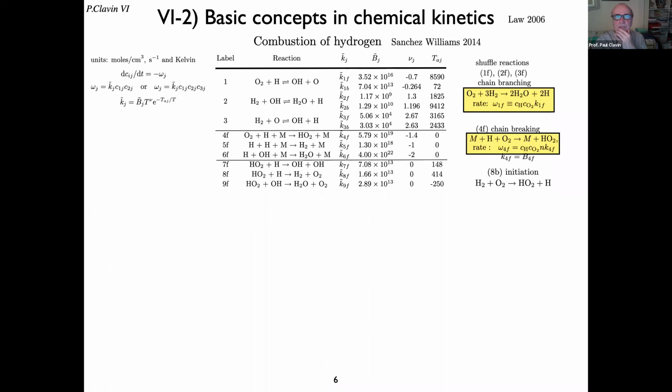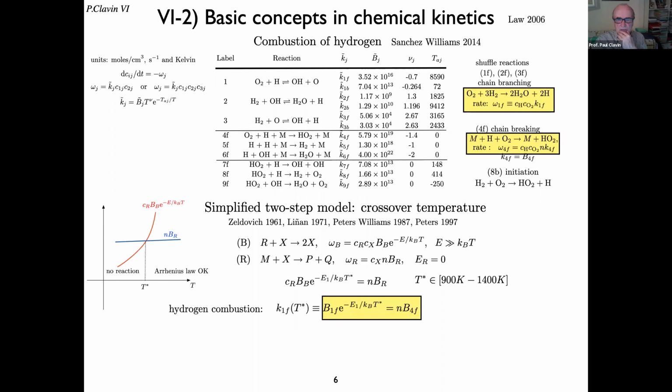This is the same thing. What's that? That's the same thing.